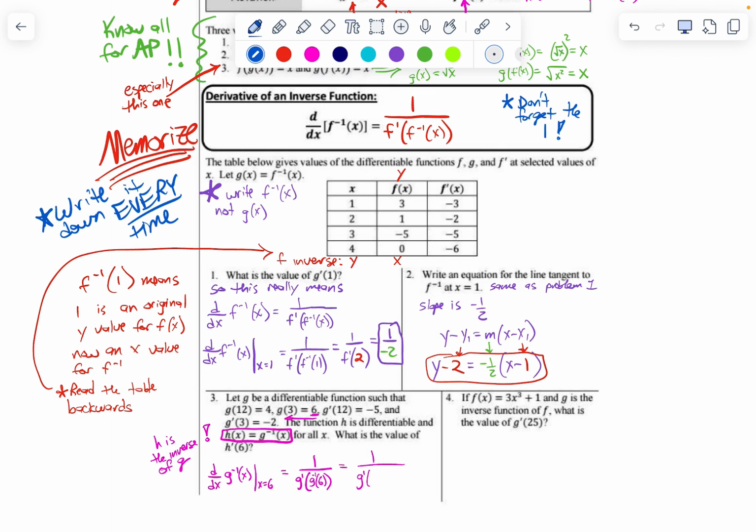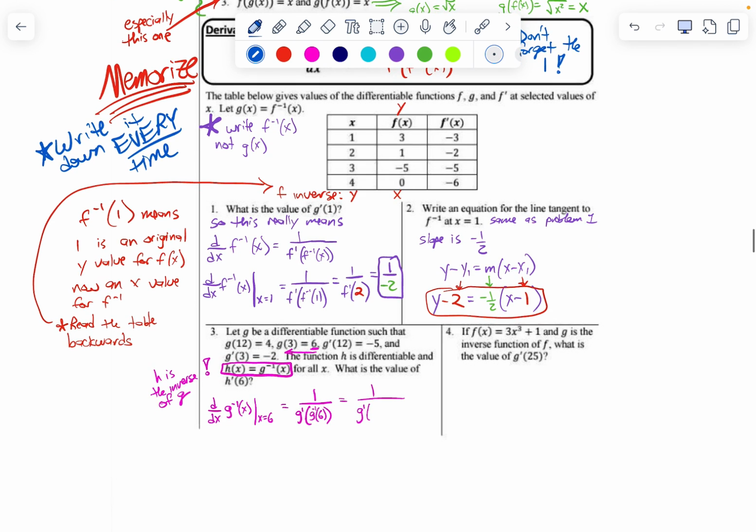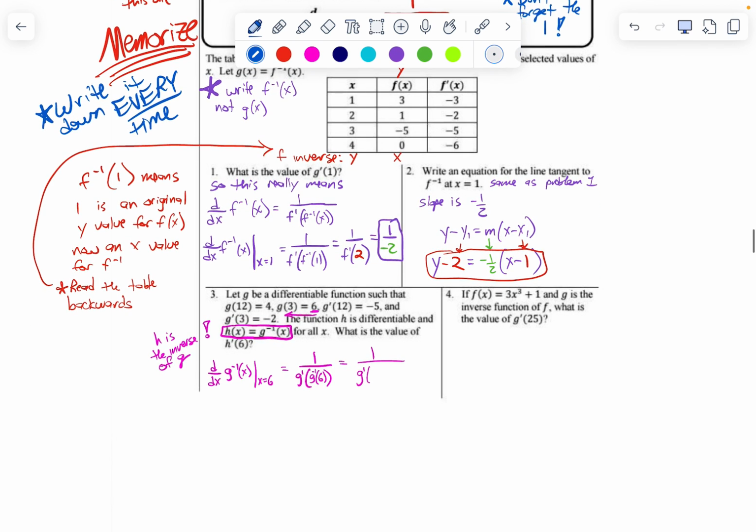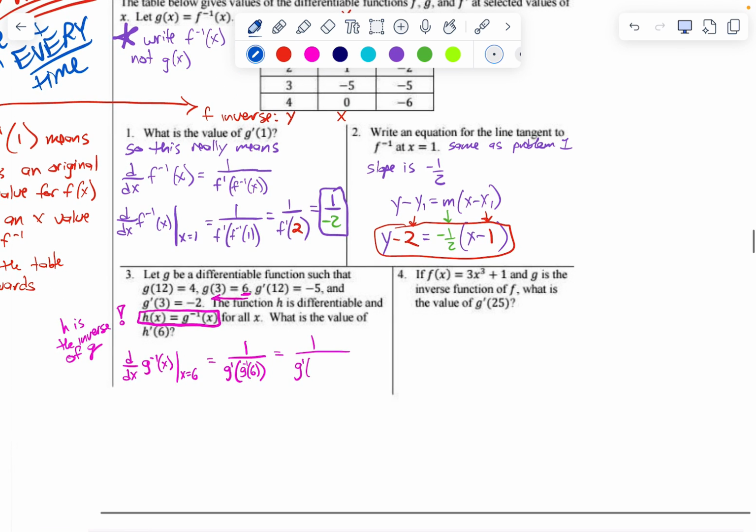Anyway, you guys did some practice on this, but let's just continue. So number 4, are we good to just jump right in, or do we need to talk through some of it? Okay. Number 4: if f of x is defined as 3x cubed plus 1, and g is the inverse of f, what is the value of g prime of 25? These are kind of like the ones you did, but we'll use it as a review.